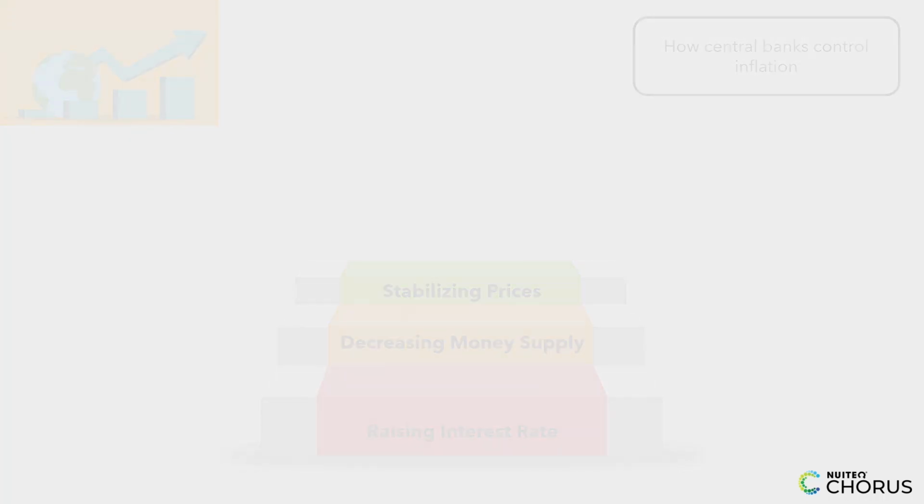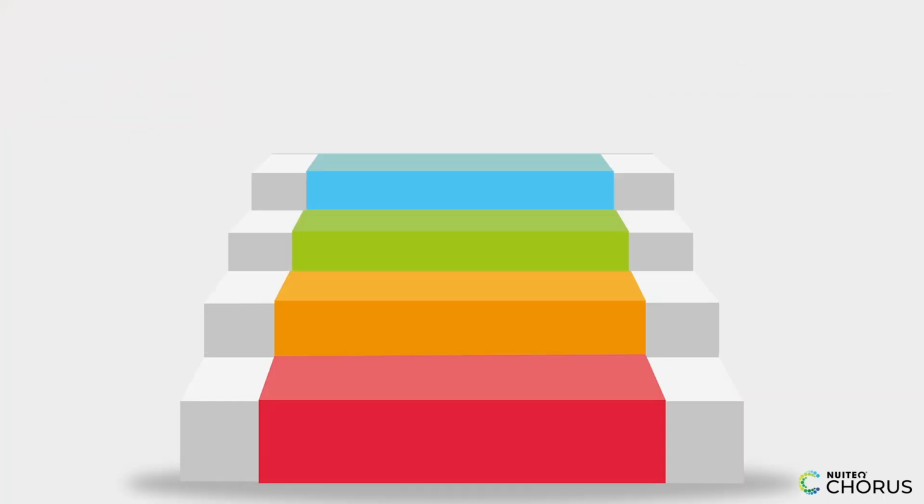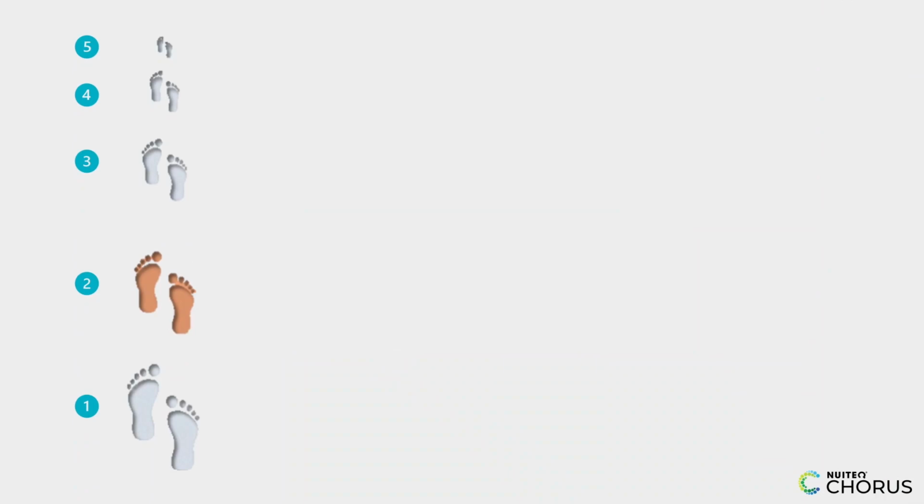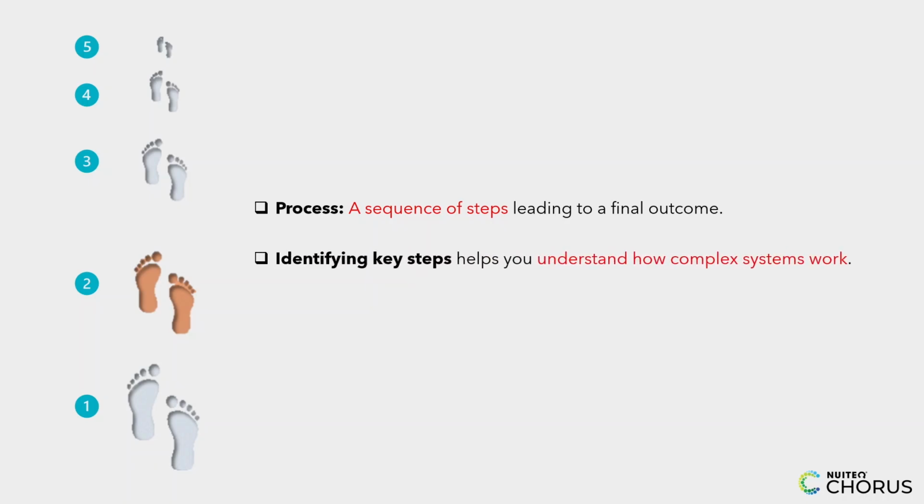Well done! Today, you've learned how to identify the key steps in different processes, whether they relate to lawmaking, historical events, or economic management. Here's a quick recap. A process is a sequence of steps leading to a final outcome. Identifying key steps helps you understand how complex systems work. These skills apply to a wide range of topics, from history to economics. Keep practicing, and soon you'll be able to break down any process you encounter with ease.